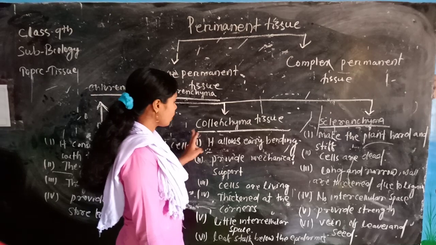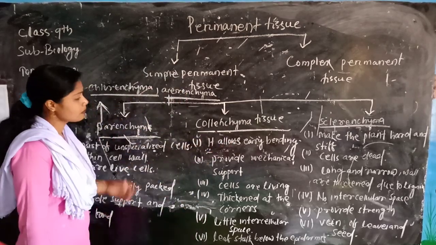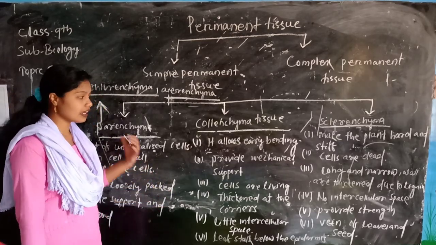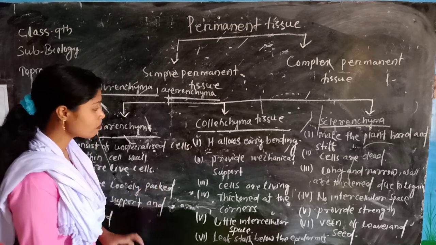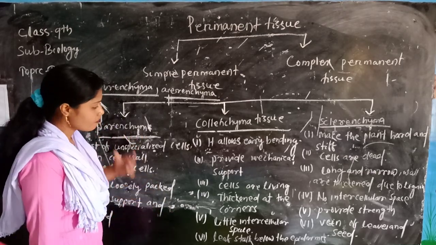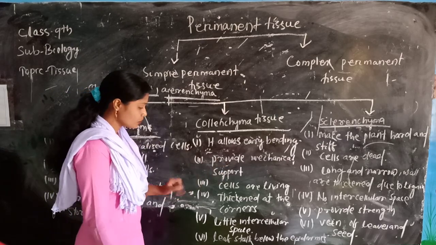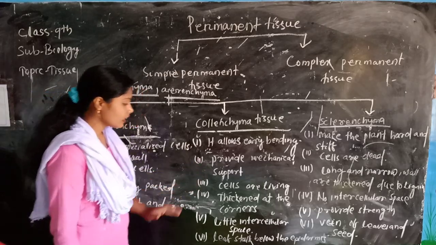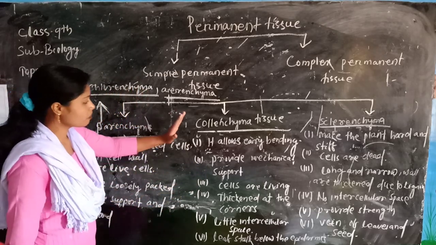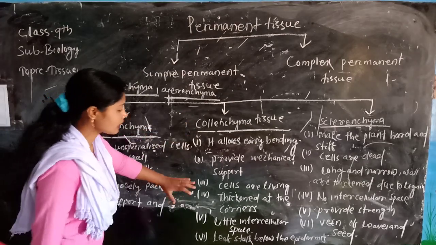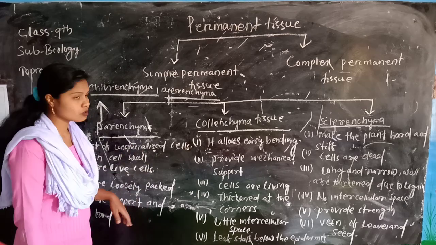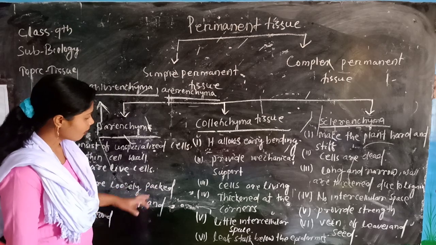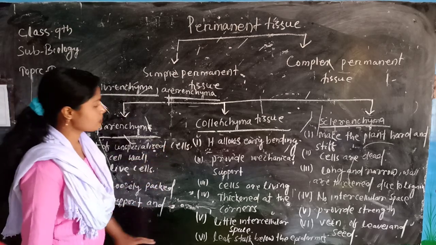Then another one is collenchymatous tissue. It is another type of simple permanent tissue. It has flexibility, and because of that it allows easy bending of some parts of the plant, that is, leaf and stem. It also provides mechanical support to the plants. Cells are also living and thickened at the corner. Little intercellular spaces are present between the cells. It is present in the leaf stalk below the epidermis.